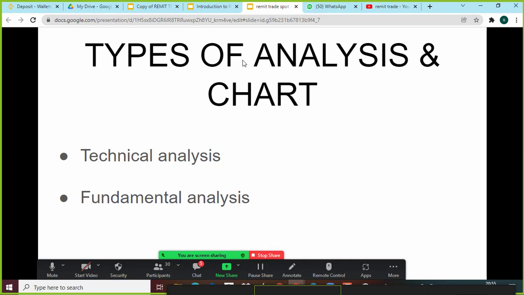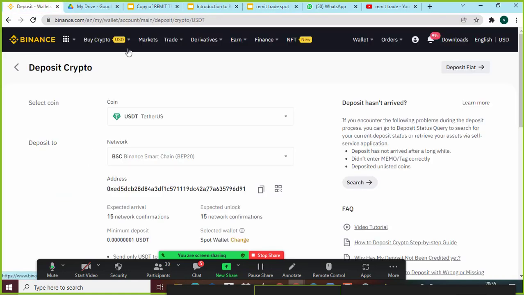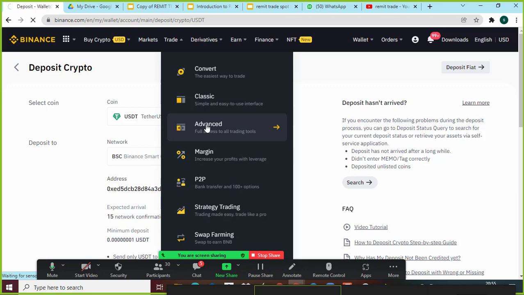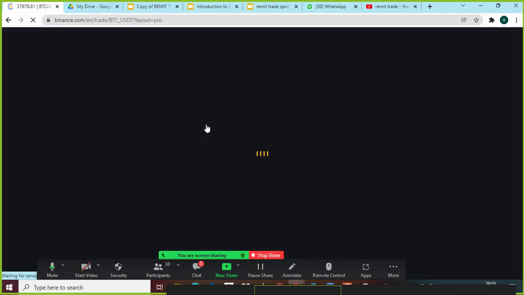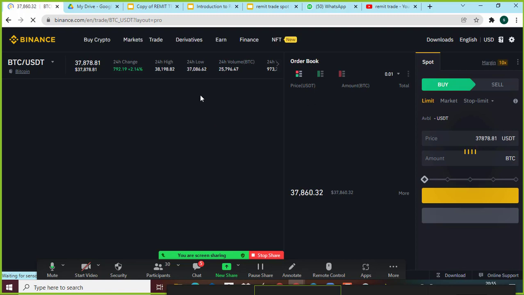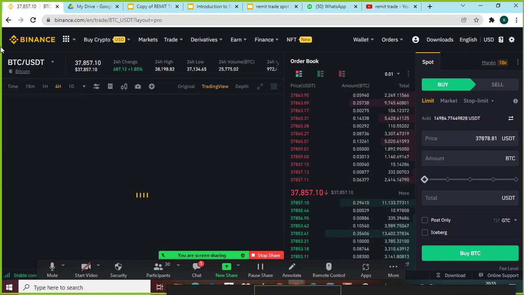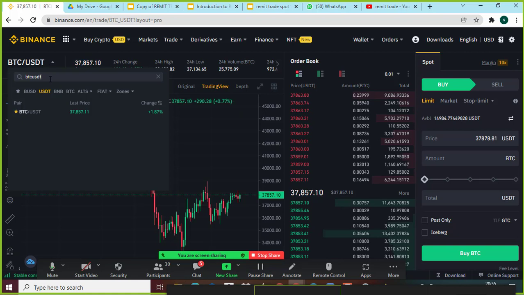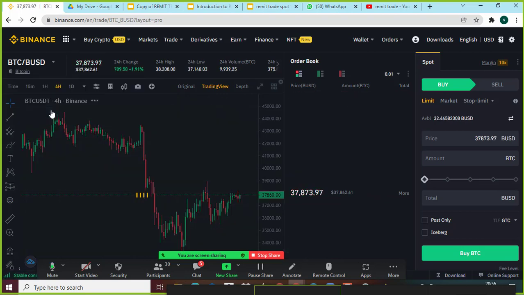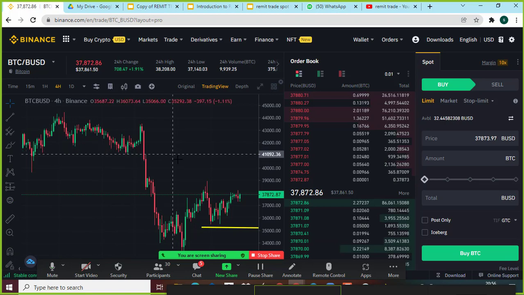So, types of analysis. Let's go into a little bit of analysis for today. Having known how to buy and sell, it's very important that you also know how to do simple analysis. And that is what we're going to go into right now, so that you know how to do simple analysis on your chart.